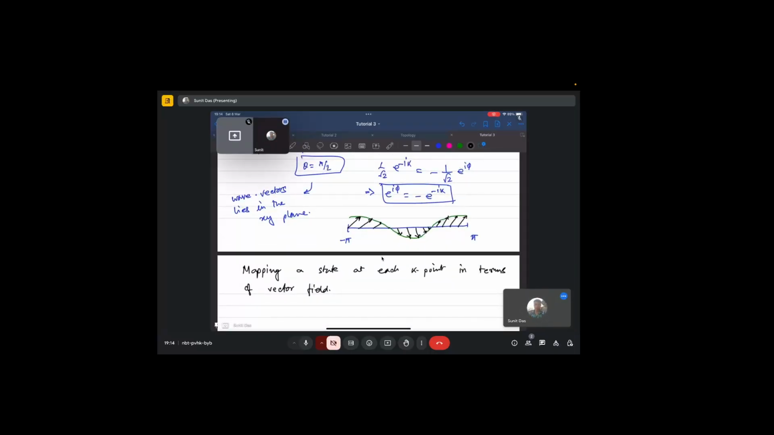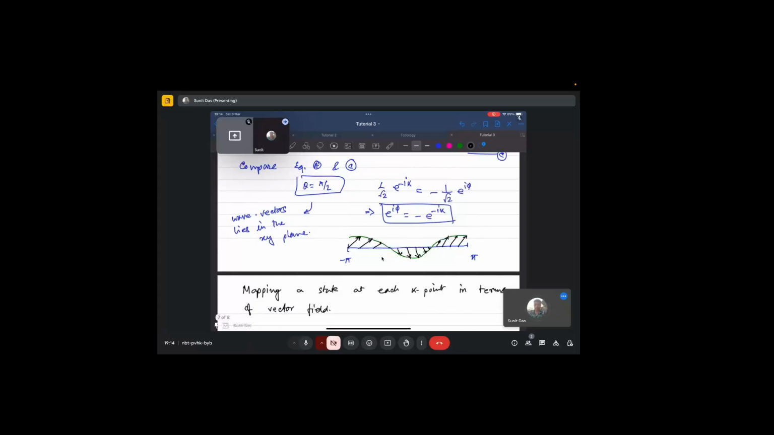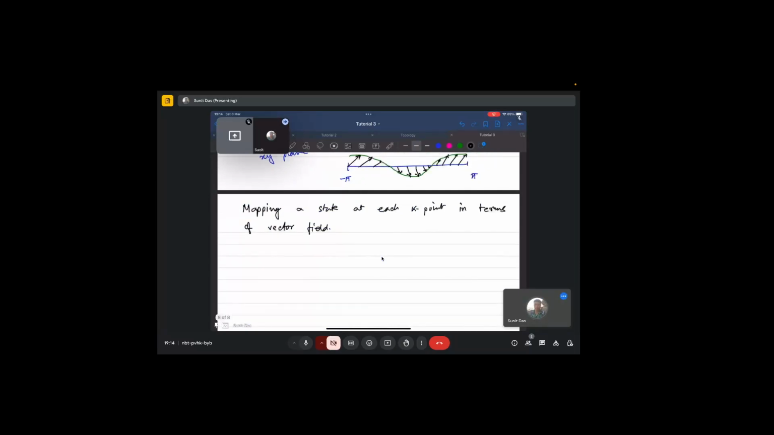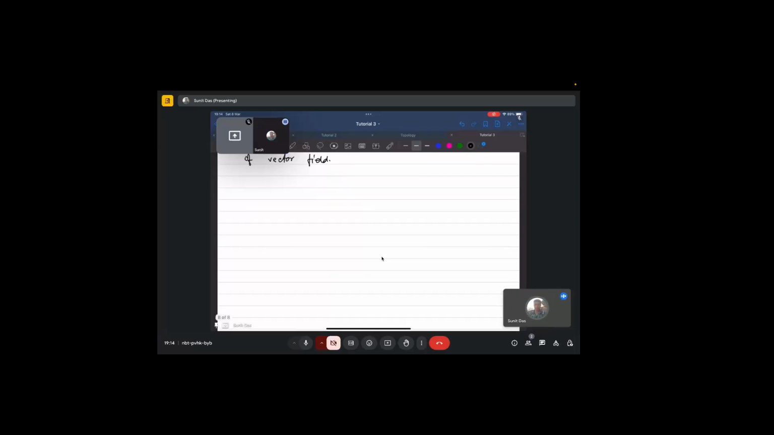Because we know that phi can change from 0 to 2 pi, and within that span of 0 to 2 pi you can change sign, unlike the previous case where it was constant. So this is a clear contrast with the previous case. Now, in the momentum space, or in the Brillouin zone picture, minus pi and pi are the same point, so you can close this loop.